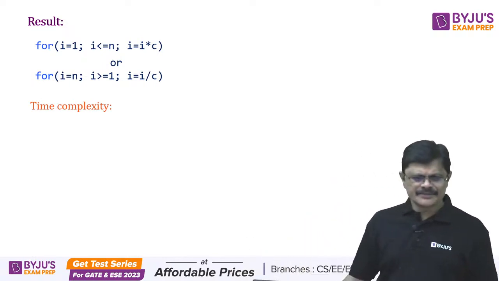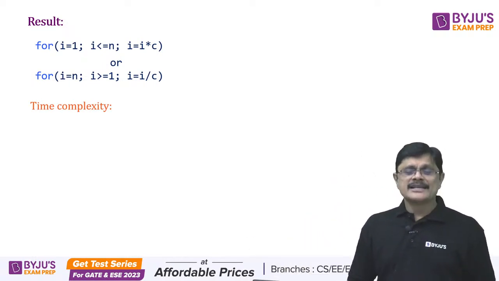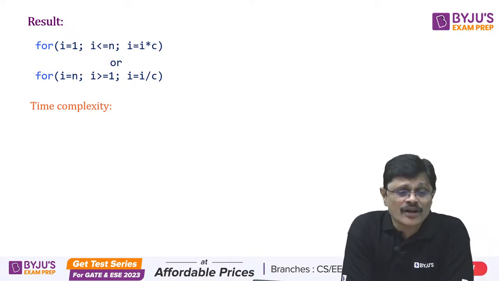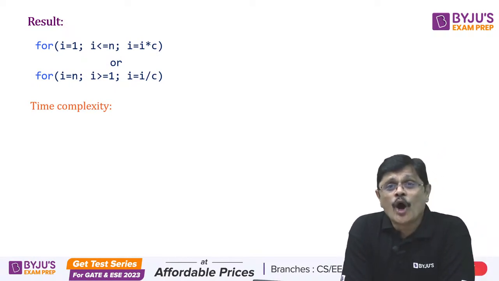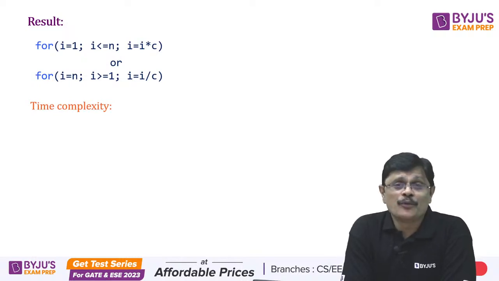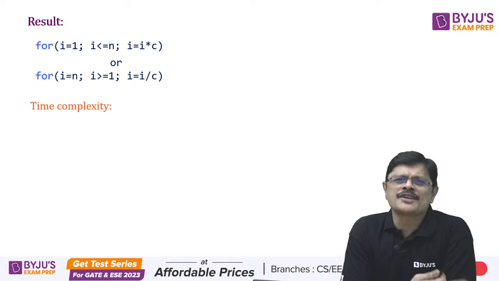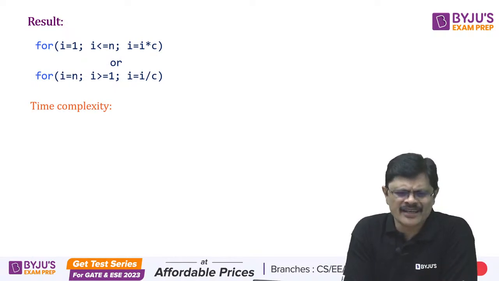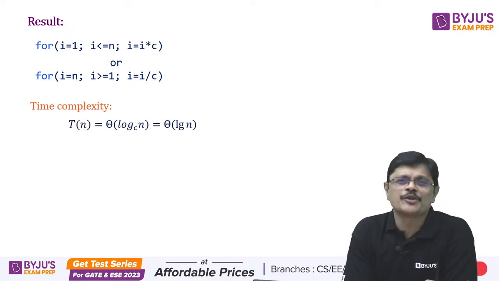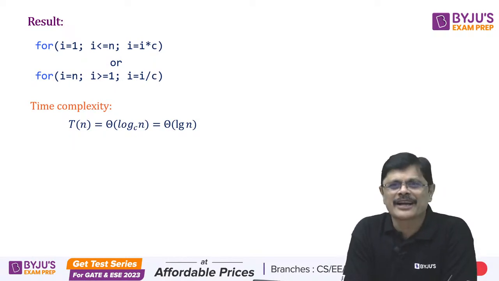Is the idea clear? Now, suppose you are going from 1 to n in multiples of c, as long as c is constant, or you are going from n to 1 by dividing by a constant c. The complexity would be theta log n. Actually, it is theta log n to the base c, but the base of the logarithm does not matter. Therefore, you can write theta log n.